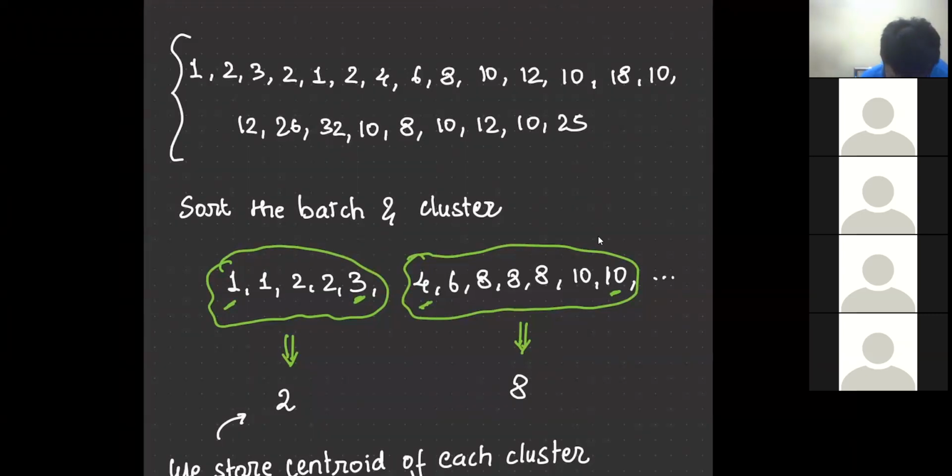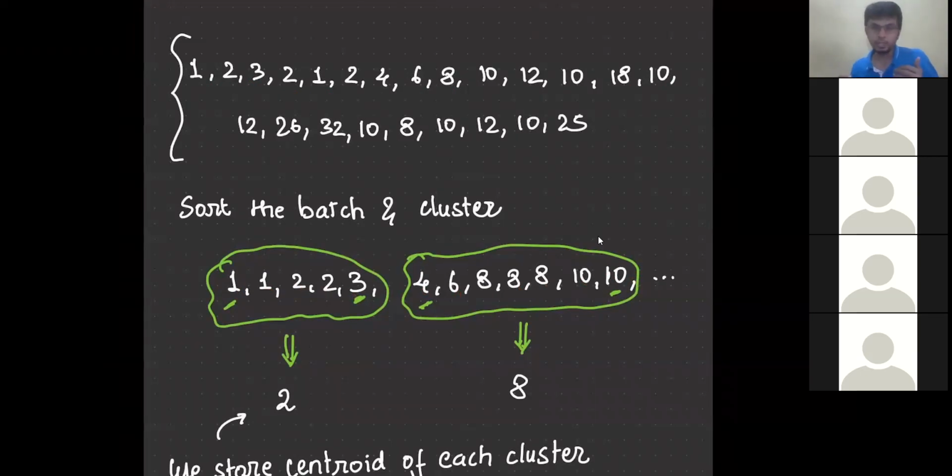I would sort these numbers, so I would get 1, 1, 2, 2, 3, 4, 6, 8, 8, 8, 10, 10. The actual numbers which I got were 1, 2, 3, 2, 1, 2, 4, 6, 8, 10, 12, 10, 18, 10, something like this. Okay. What I would do is first sort it and then create clusters out of it. So I have sorted these numbers and I got 1, 1, 2, 2, 3, 4, 6, 8, 8, 8, 10, 10, and so on and so forth.